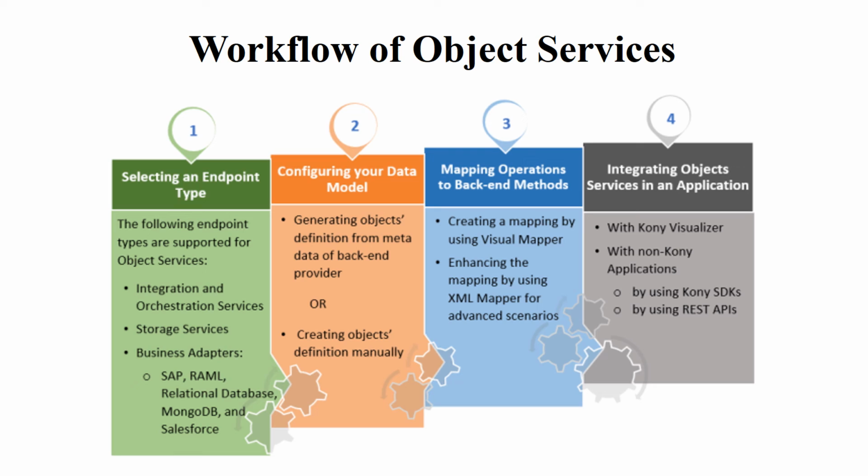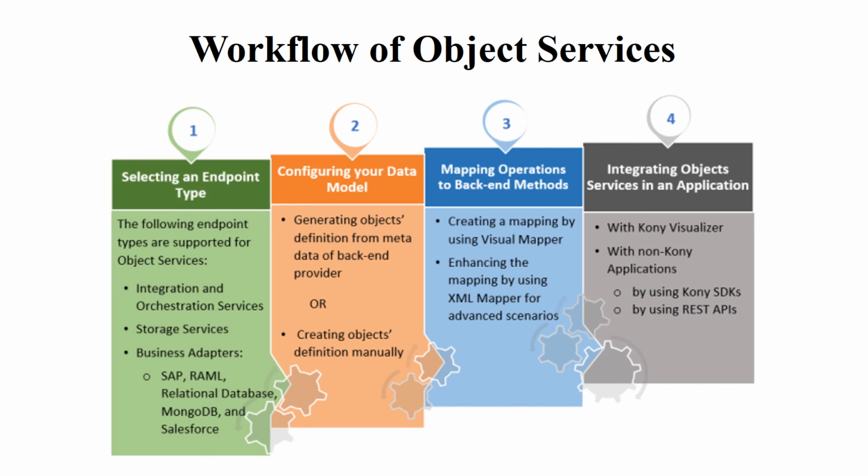So there are different methods by which this work can be achieved, using Kony Visualizer. It is one type of visualizer where the integration process can be done, and with non-Kony applications which have different software development kits and the REST APIs. So these are the four steps that need to be done for the object services.